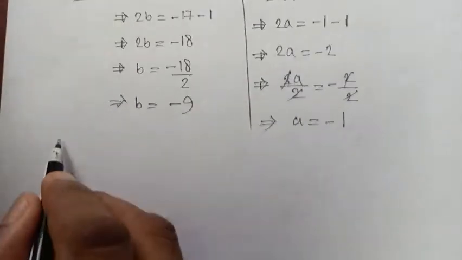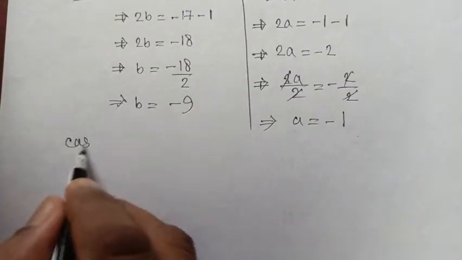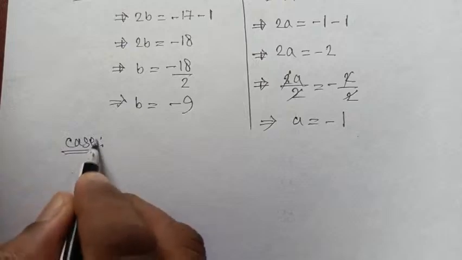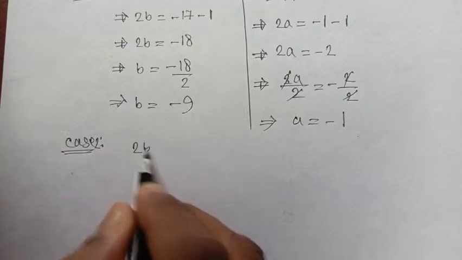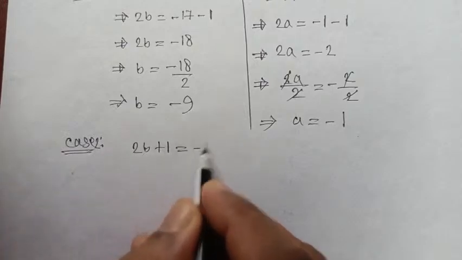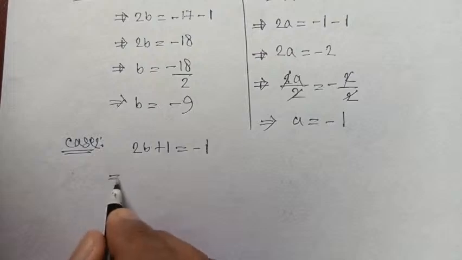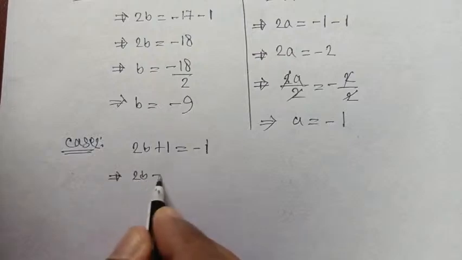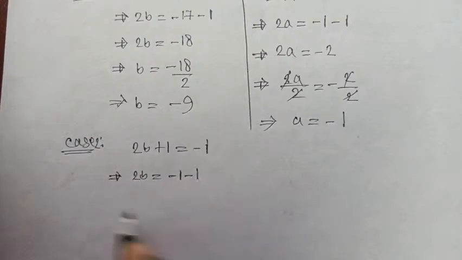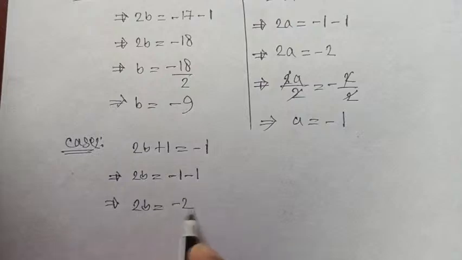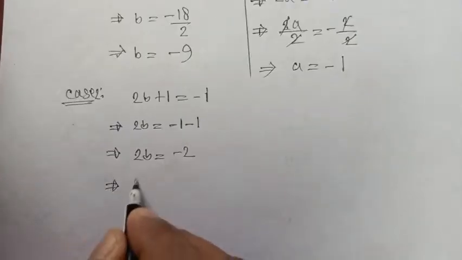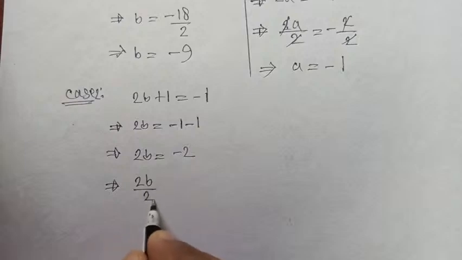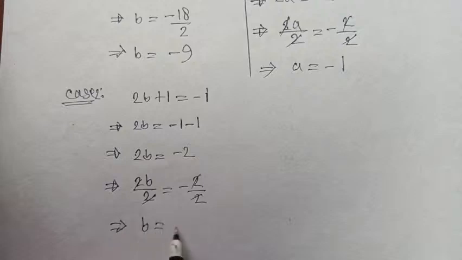Again for the second case, case 2, 2b plus 1 equals minus 1. Then 2b equals minus 1 minus 1. Then 2b equals minus 2. If we divide both sides by 2, then the 2 cancels out, and we get the value of b is equal to minus 1.